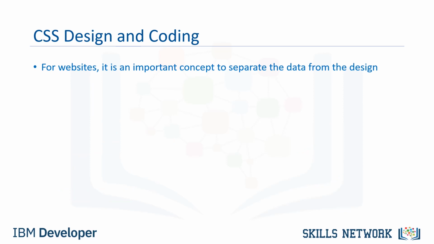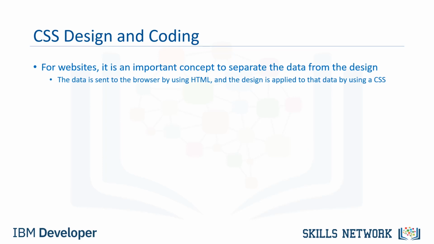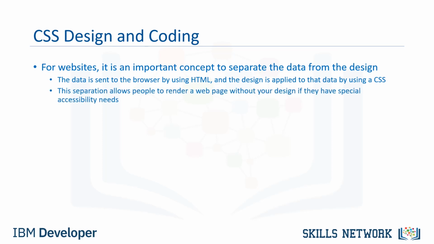For websites, it is an important concept to separate the data from the design. The data is sent to the browser by using HTML, and the design is applied to that data by using a CSS. This separation allows people to render a web page without your design if they have special accessibility needs. It allows machines, such as search engines, to index a website without the design interfering.